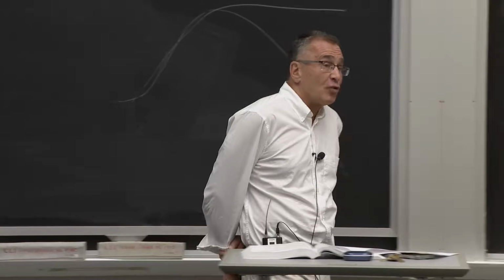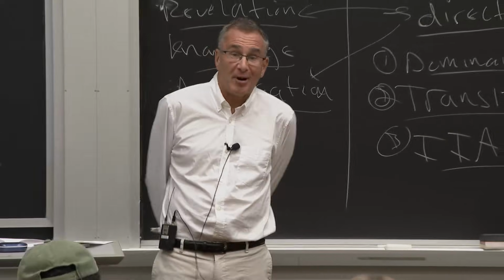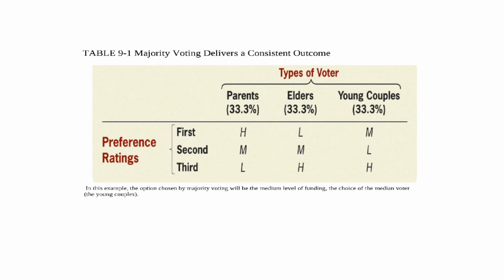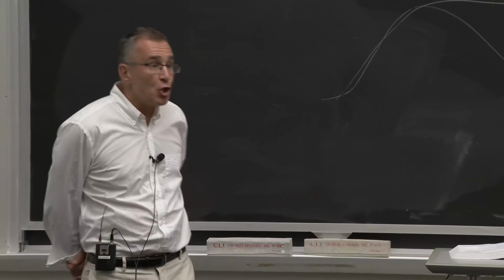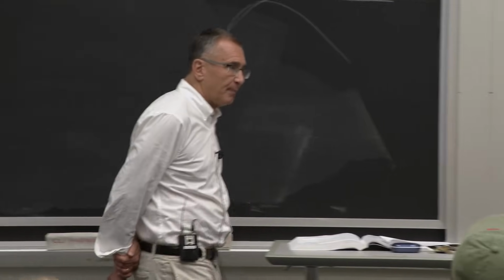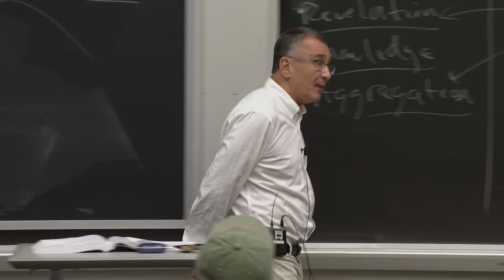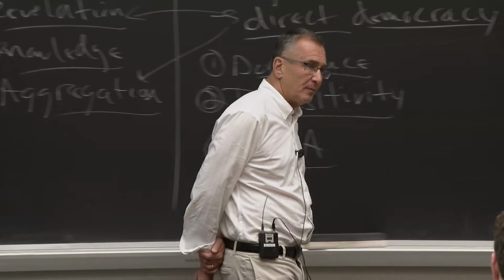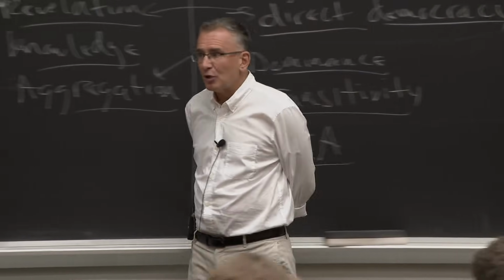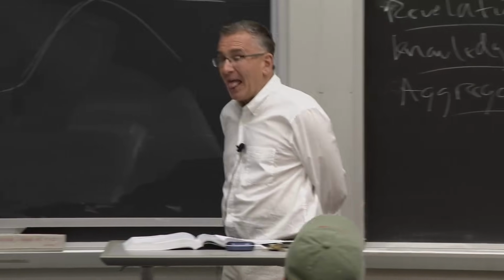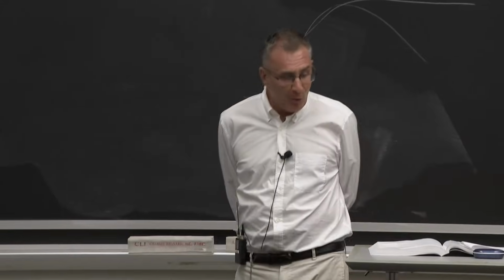I'm not saying these are right preferences. I'm saying these are not crazy preferences for people to have. So imagine those are people's preferences. If you had those preferences and used majority voting, you will deliver a consistent outcome. Let's think of majority voting as happening pairwise. No matter how you have pairwise voting, you'll always end up with consistent outcomes.